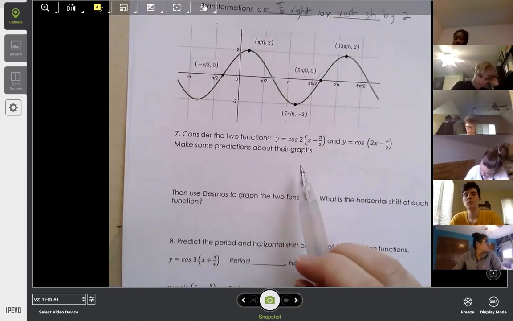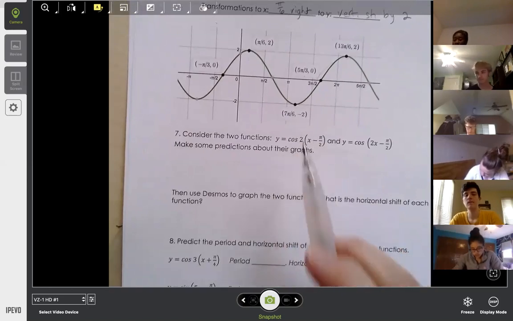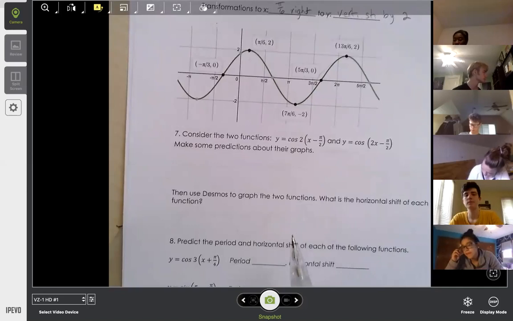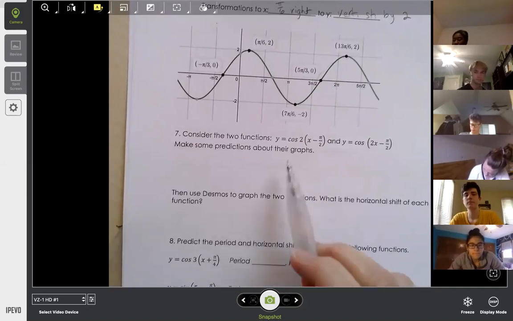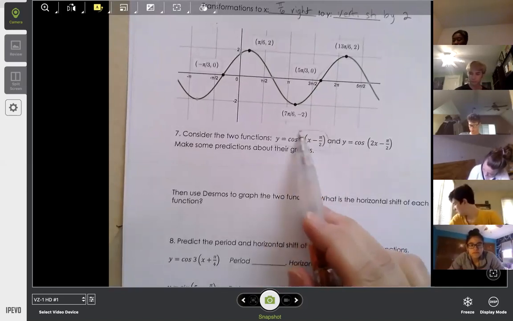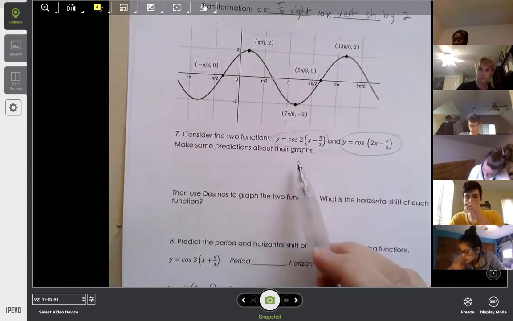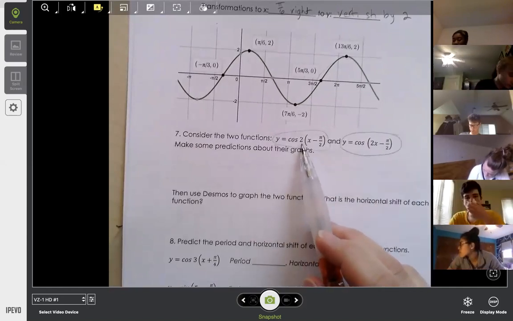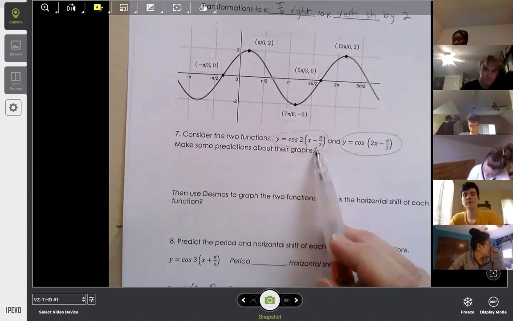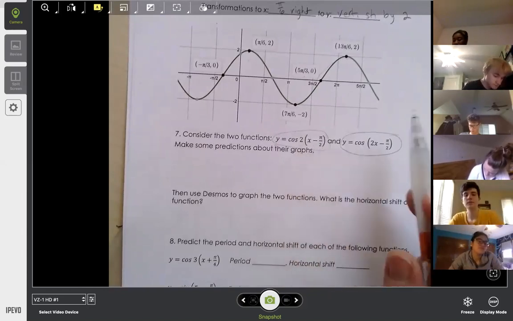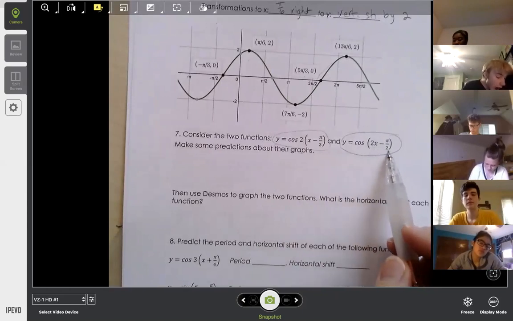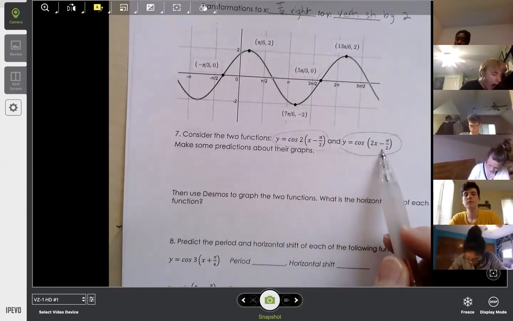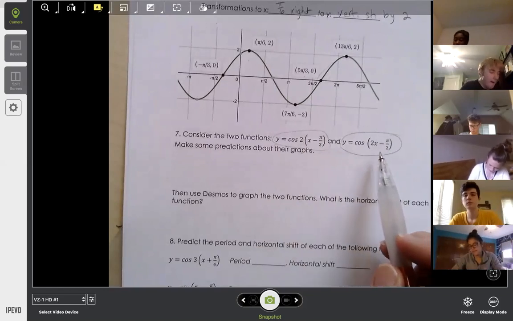So we haven't combined, what if there's a change in period and a shift? And so that's what we're going to look at with this next thing. I've got 2 equations here. Notice this one I have 2 times, and then in parentheses, x minus 2. And here I have 2x minus pi over 2. So it's not 2 times the quantity, it's just 2x minus pi over 2.